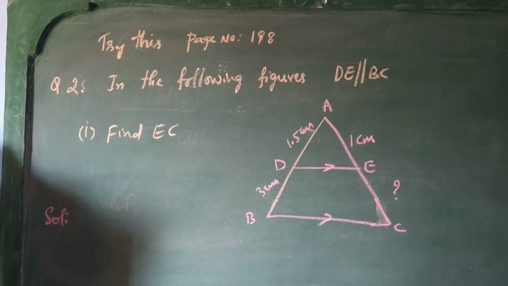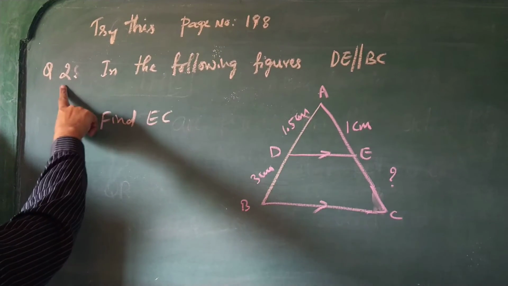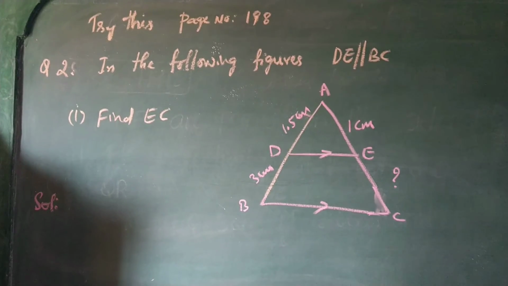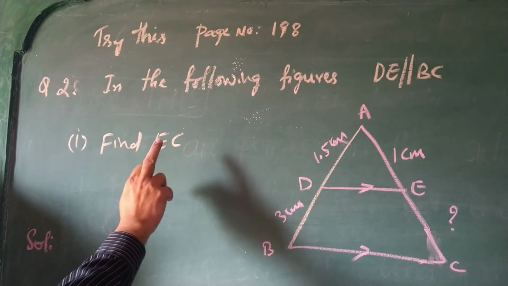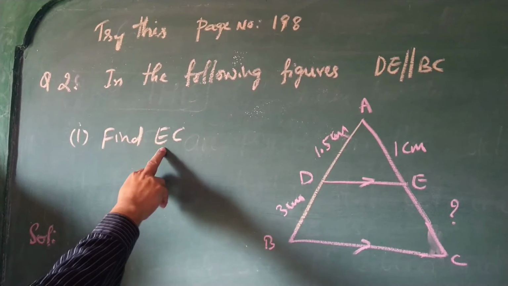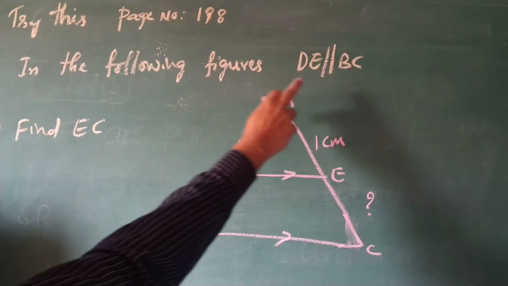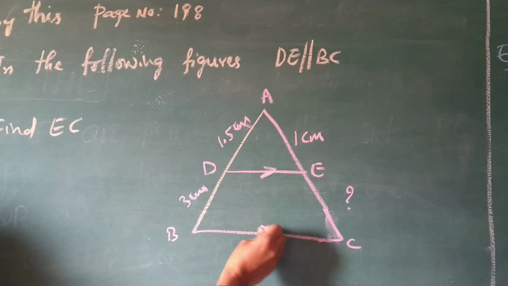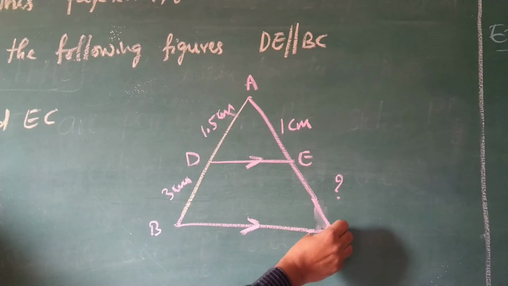Students, question number 1 in Try This, page number 198, the first bit is over, and the 2 bits are given as homework. In the second question, 2 bits, I am explaining the first bit. Find EC in the following figure. DE is parallel to BC in triangle ABC.